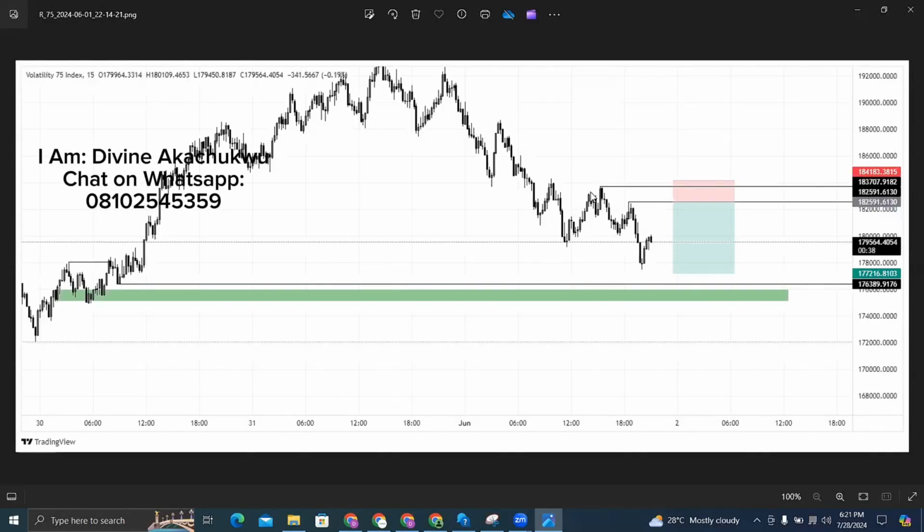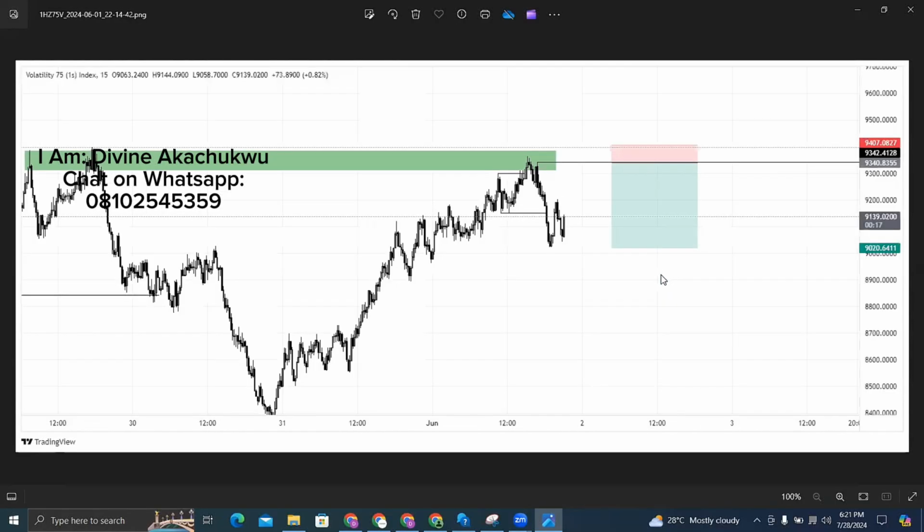Same thing here. I saw the sweep, the break of structure. After break of structure, the pullback, another break of structure. So I was expecting price to come, take out this structural liquidity, tap into here, and sell.